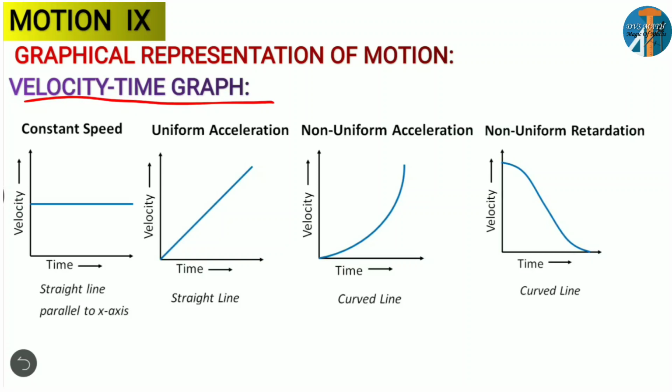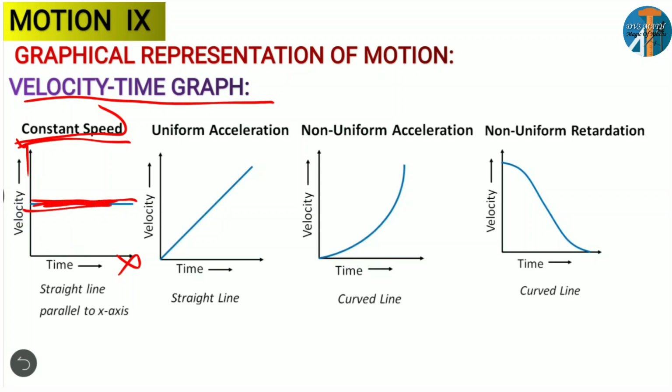Now observe, if an object is at constant speed, there is no increase at all. If it is constant, it will be a straight line parallel to the x-axis. A straight line parallel to the x-axis means the object is at constant speed. There is no increase and no decrease, it is equal. Here the x-axis is time and the y-axis is velocity.